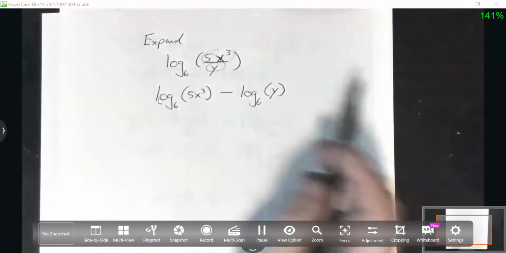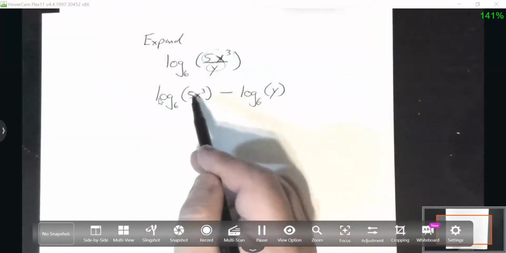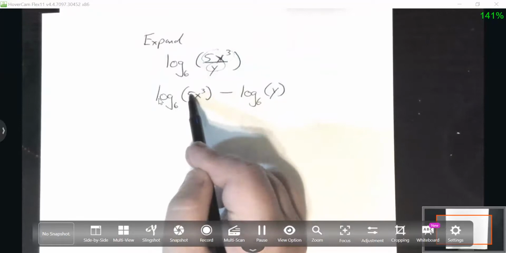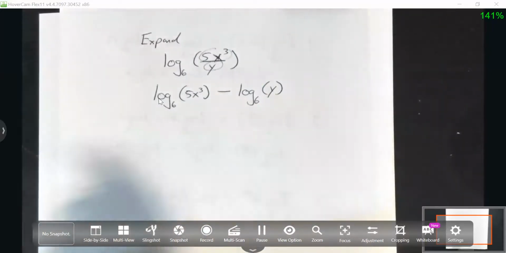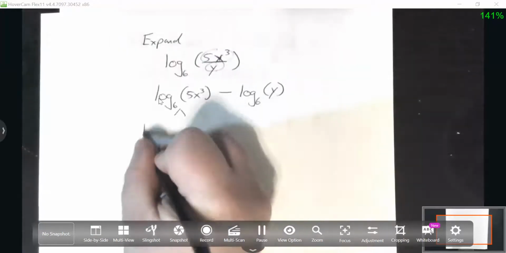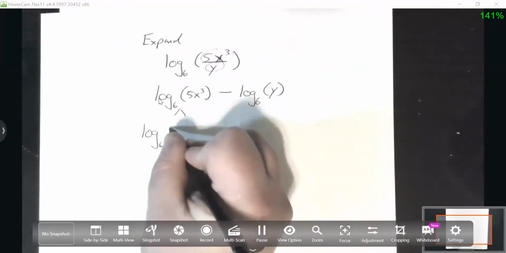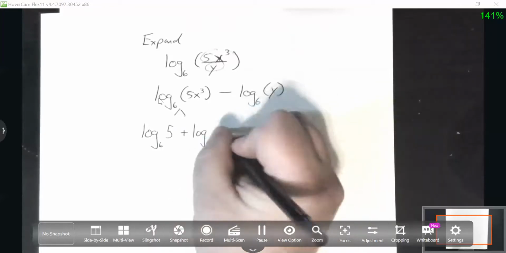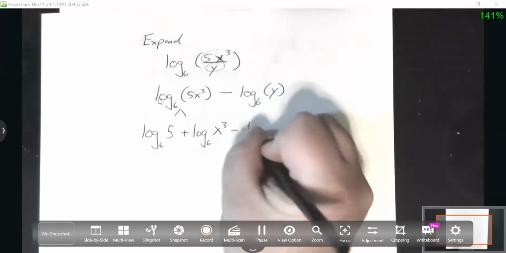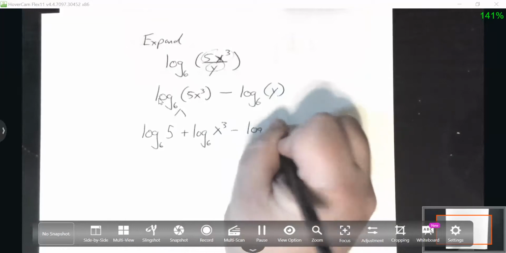All right, this one looks pretty good. There's nothing more we can do with it. This we can still break up even more. This is the log of something times something else. So we can split that up using property 1 into 2 different logarithms. So that's the log base 6 of 5 plus the log base 6 of x cubed minus our log base 6 of y that we had from before.